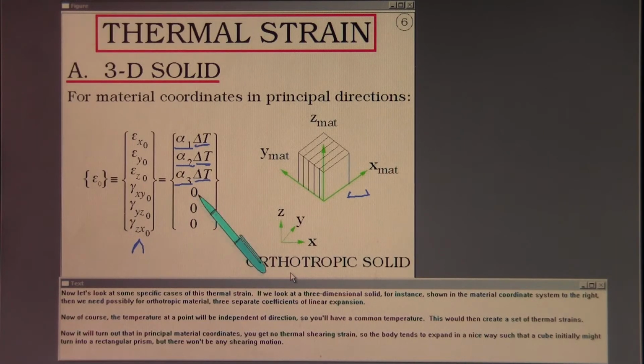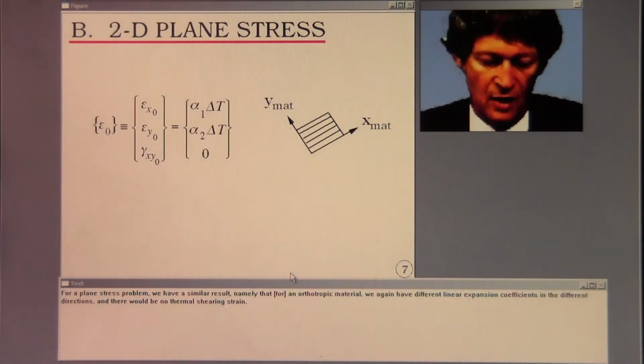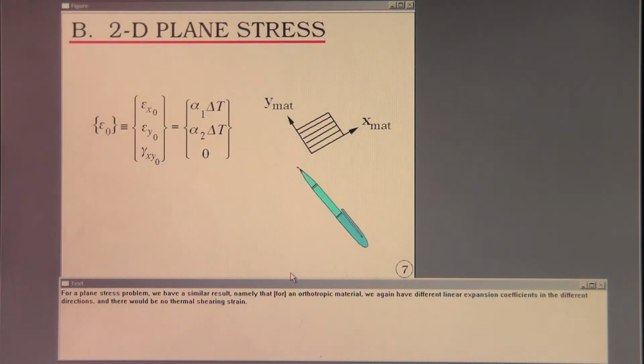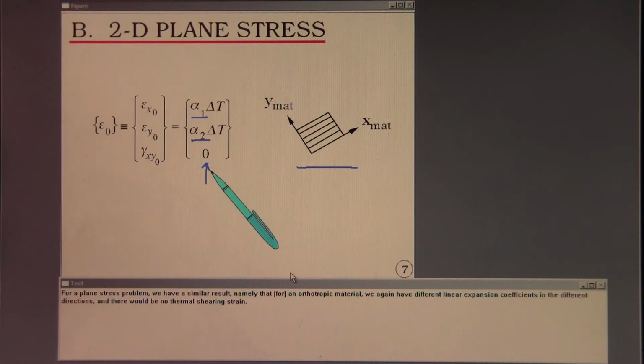Now, it will turn out that in principal material coordinates, you get no thermal shearing strain. So the body tends to expand in a nice way such that a cube initially might turn into a rectangular prism, but there won't be any shearing motion. For a plane stress problem, we have a similar result, namely that an orthotropic material would again have different linear expansion coefficients in the different directions, and there would be no thermal shearing strain.